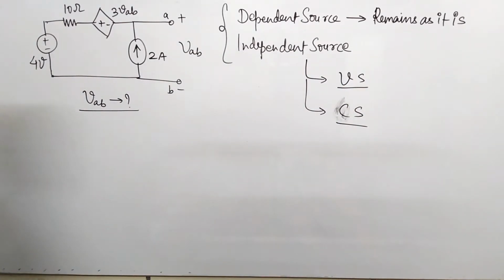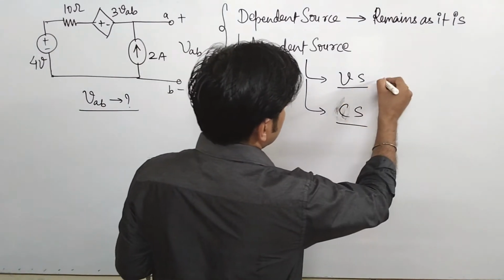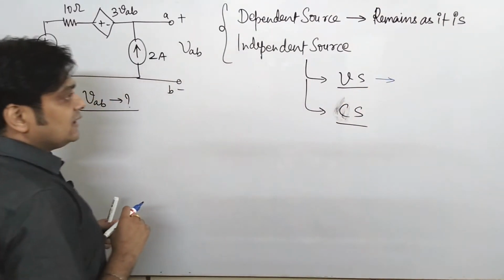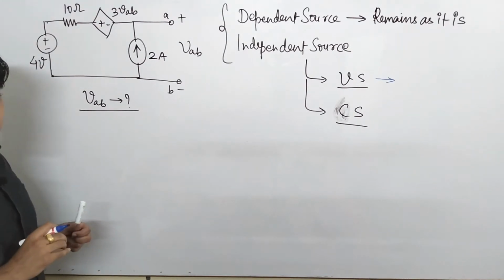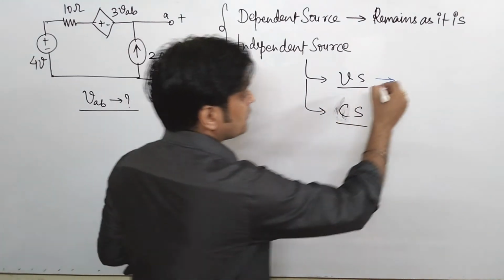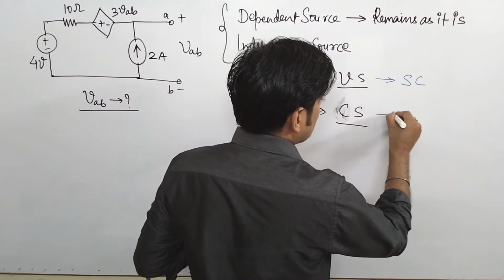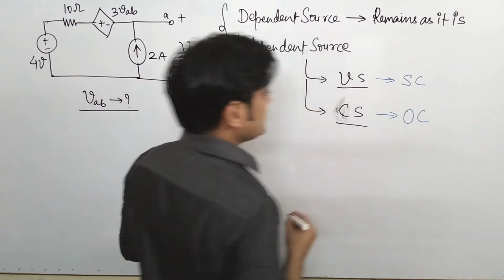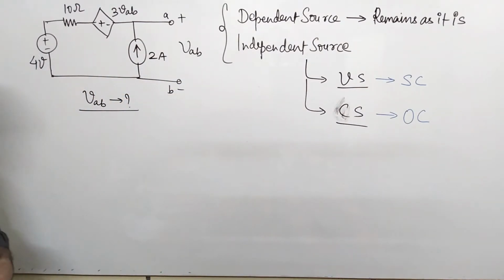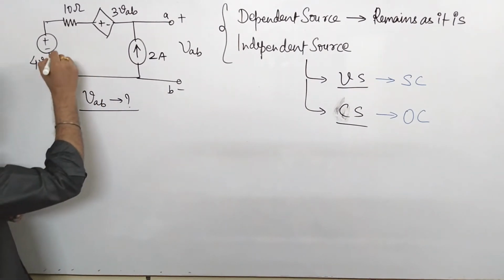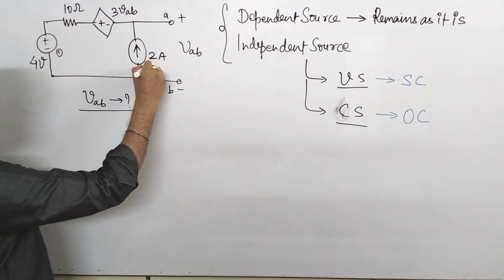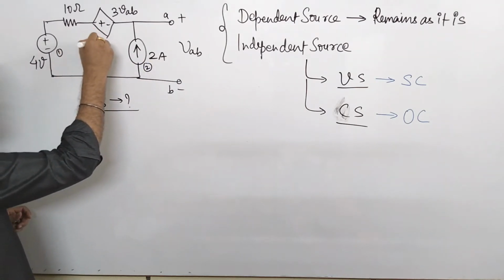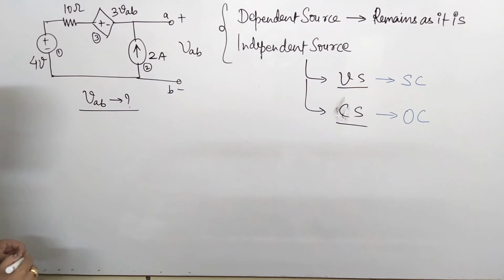If you talk about the voltage source, as we have already seen, whenever you are considering the current source in a network, you suppress all voltage sources, so the voltage source gets short circuited, and when you are talking about the current source, it gets open circuited. Again, a very important thing to keep in mind. We will see this through the problem. In this question, 1 and 2 are independent sources, and 3 is a dependent source. As I said, the dependent source remains as it is, and we'll apply the concept to the independent sources.